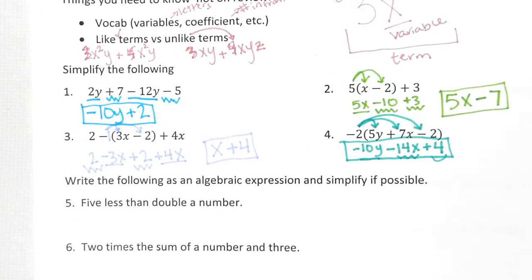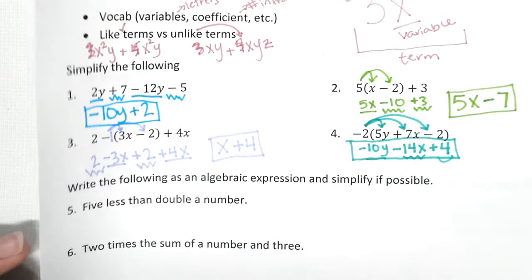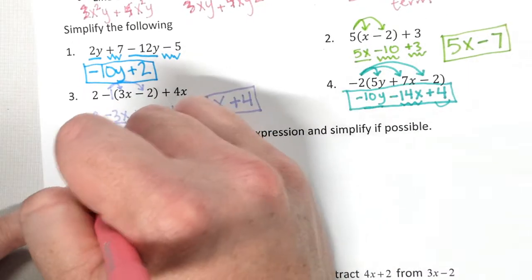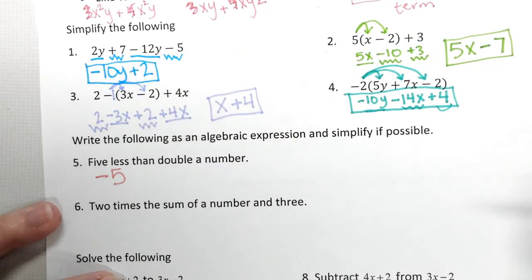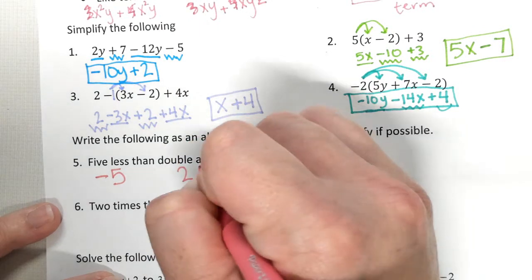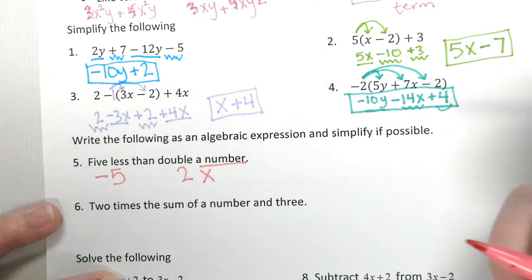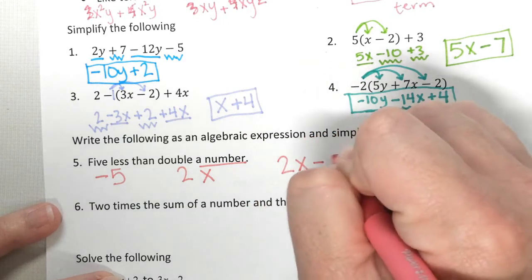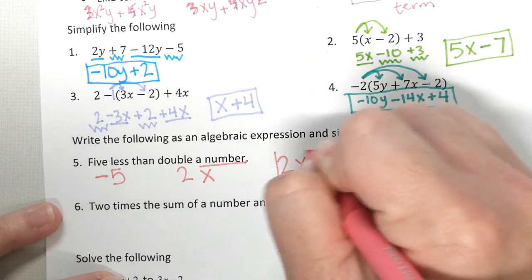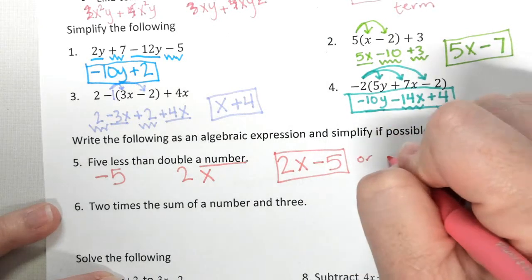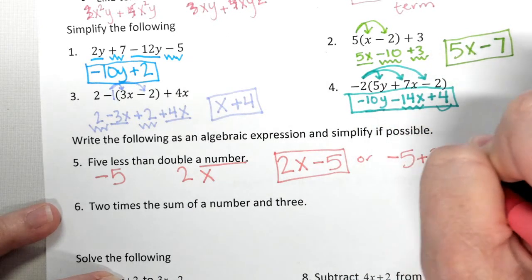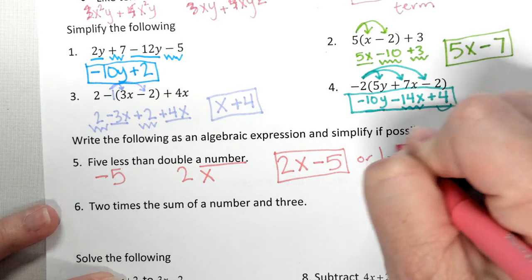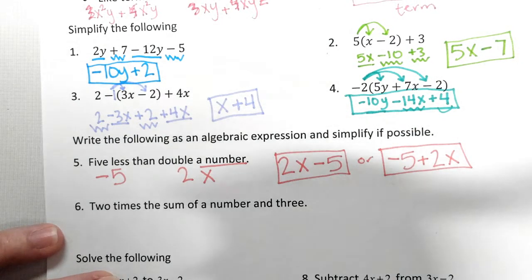Okay, so let's get into our words. So this one says 5 less than double a number. If it's 5 less, it's not 5 minus, it's minus 5. Then double a number we don't know. Okay, so we're going to do 2x minus 5, or you could do negative 5 plus 2x. If you have either of those, they are correct.